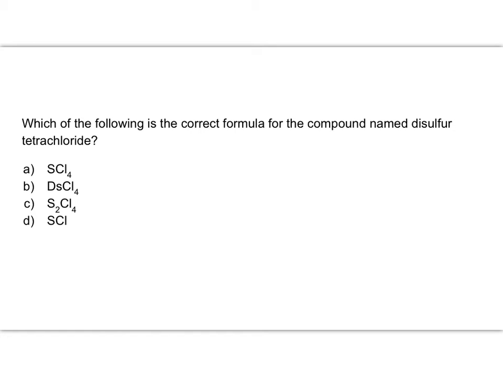Disulfur tetrachloride, what is the correct formula? Okay, so we've got the prefixes here, disulfur and tetrachloride. So you're going to have to go back and look at those prefixes. Well, the prefix di means 2, so 2 sulfurs, and the tetra prefix means 4. So we're looking for something with 2 sulfur and 4 chlorine. That would be S2Cl4, choice C.